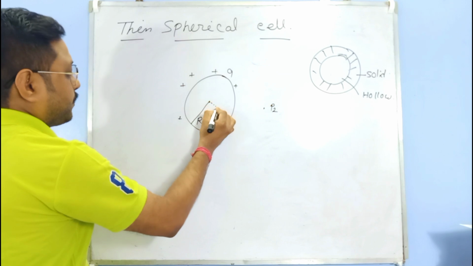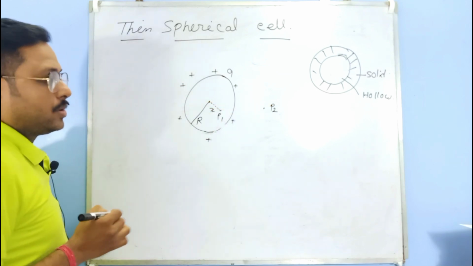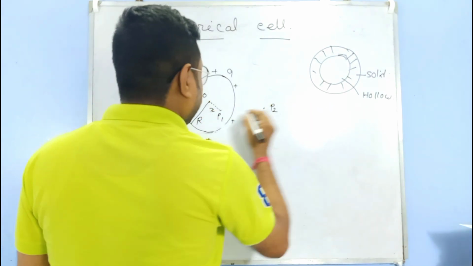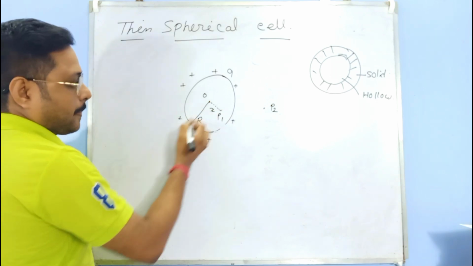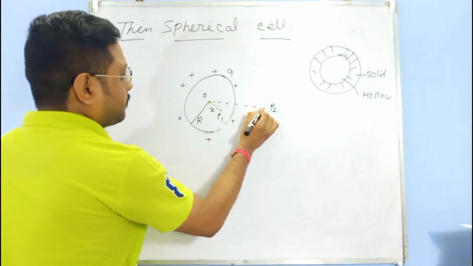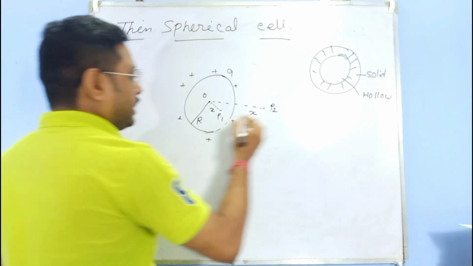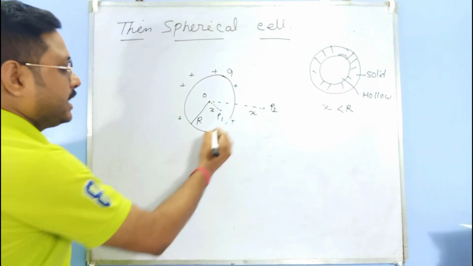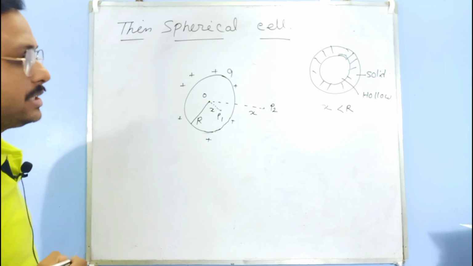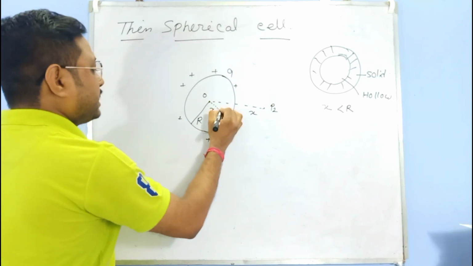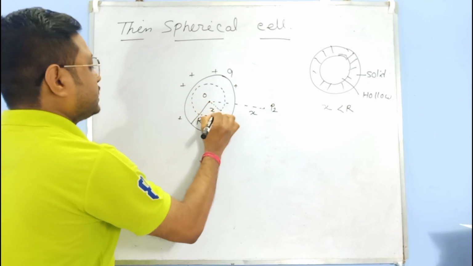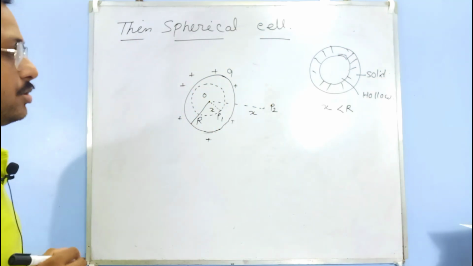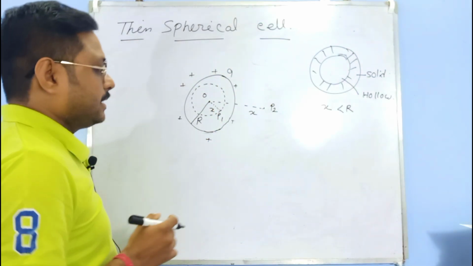Now we have to determine the electric field at point P1 which is at a perpendicular distance x. P2 is also at perpendicular distance x, where in the first case x is less than r, that is, x is inside the spherical shell. That is, the point P1 is inside the spherical shell. So we must draw a Gaussian surface, that is, a spherical surface, within the spherical shell.